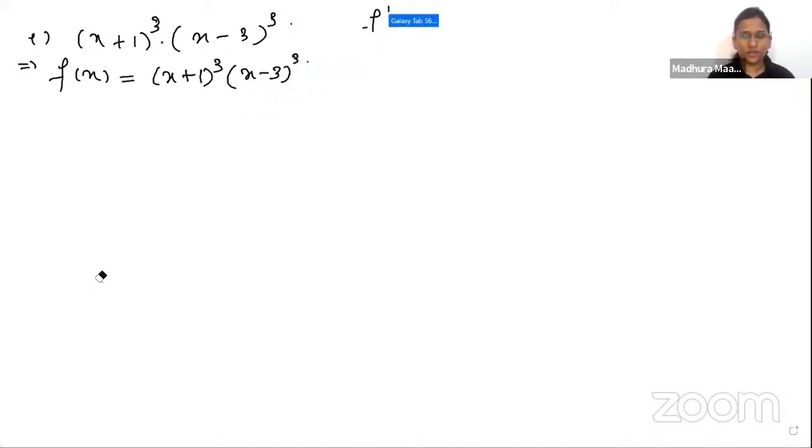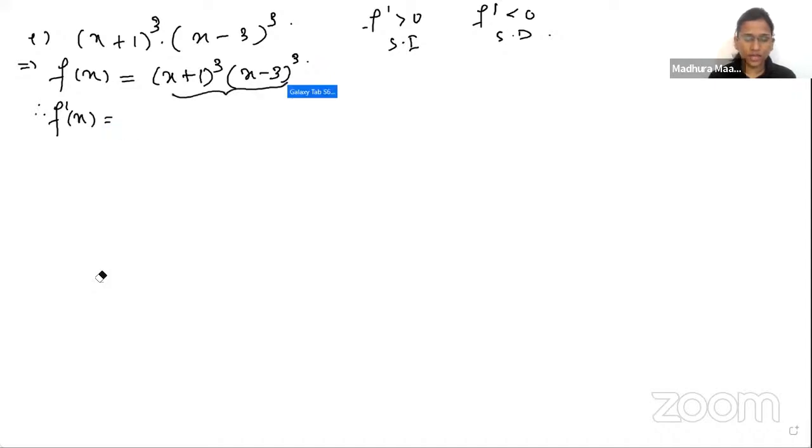Now we know that it will be strictly increasing if f dash is greater than 0. If f dash is less than 0, then it will be strictly decreasing. Okay. So I have to find f dash now. Therefore, differentiating f of x with respect to x. Tell me which rule I have to apply here. UV rule, because this is a product of two functions, correct?